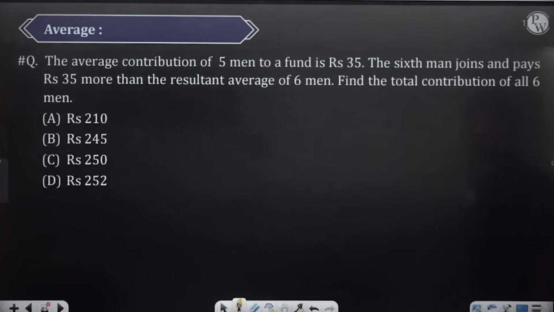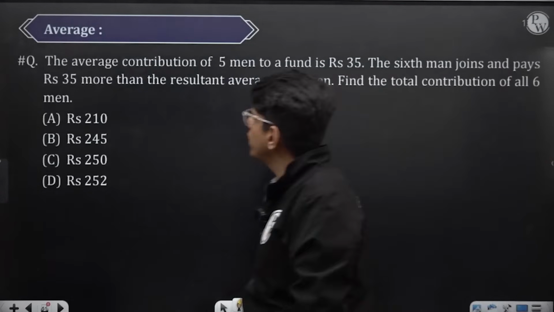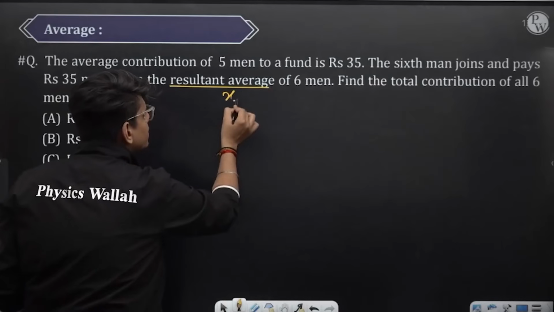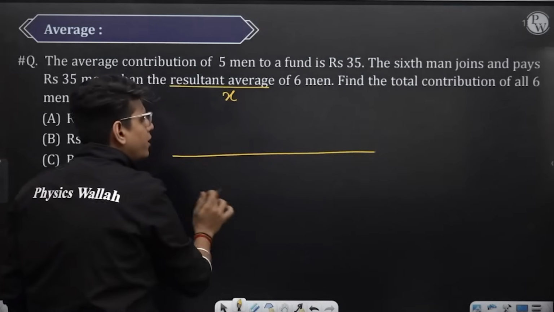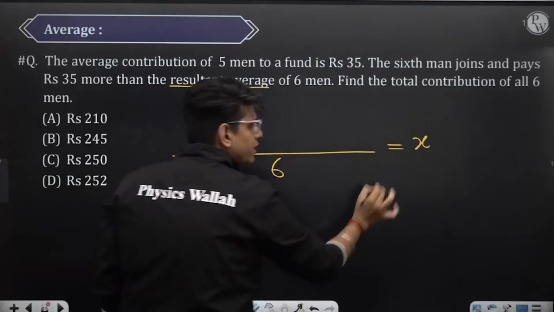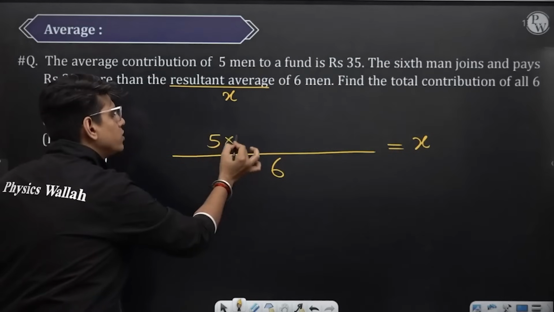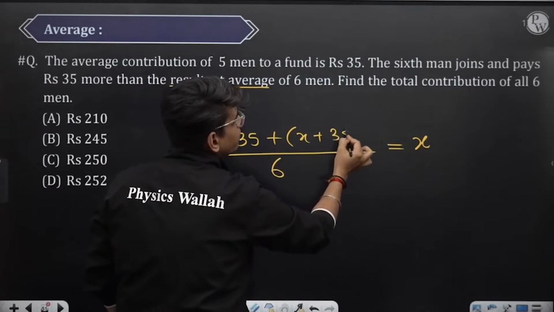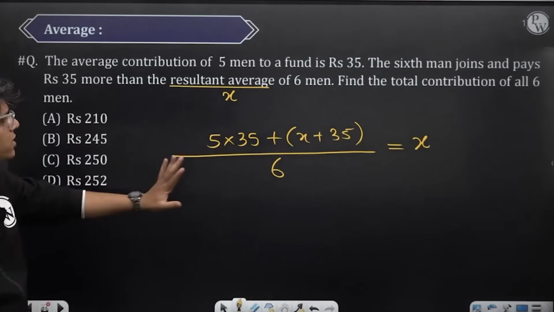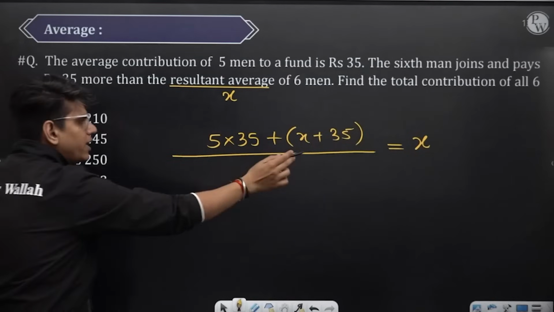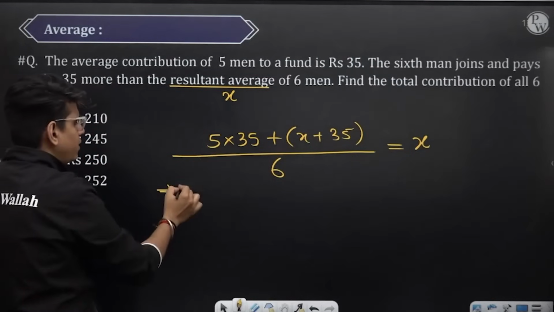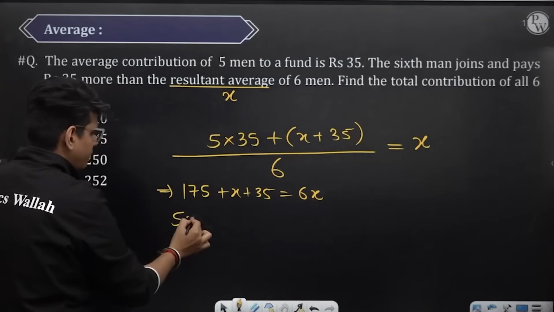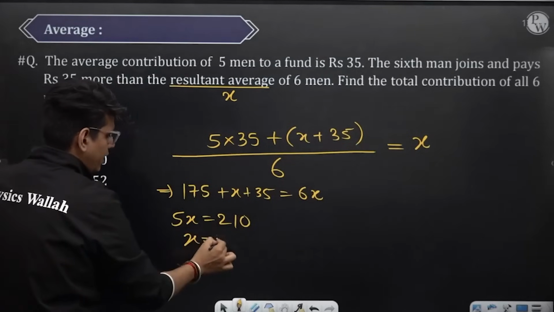The average contribution of 5 men to a fund is 35. The sixth man joins and contributes 35 more than the resultant average. Let the resultant average be X. When you divide the total contribution by 6, this will give you the new average. Initial contribution of the 5 men was 5 into 35. Then additionally, the sixth man contributed average plus 35. So this is the equation. Find the total contribution of 6 people. We have to first calculate the X. So this is 175 plus X plus 35 equals 6X. So this comes to 5X equals 210.